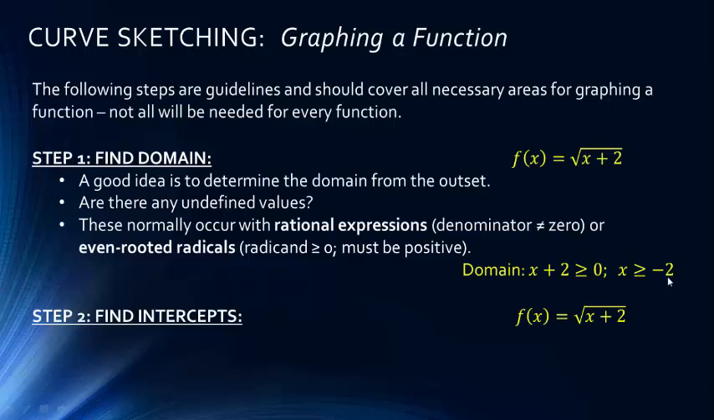The next thing we're going to do is find the intercepts. We're going to try to find where the function crosses the x and y axis, the x-intercept and the y-intercept. Remember, to find the y-intercept, we simply plug in x equals 0 into the equation. This is usually the easiest one to find. And in this case, we get the square root of 0 plus 2, which is the square root of 2. So our y-intercept here is (0, square root of 2).